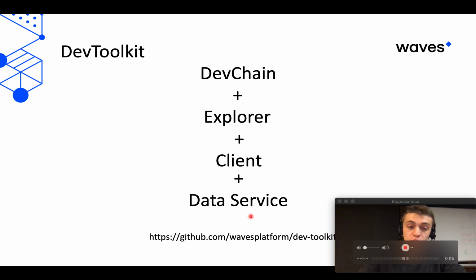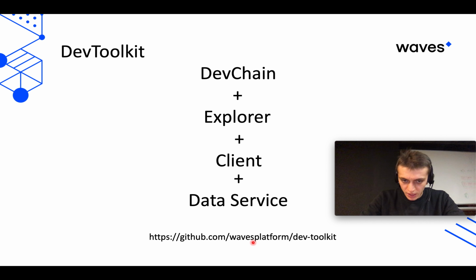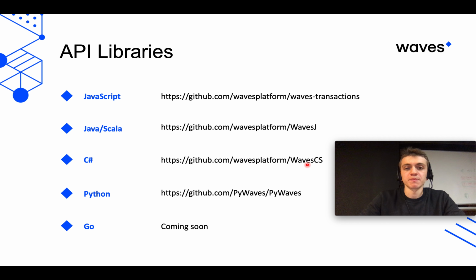You can do it using DevToolkit. It also allows you to run your own explorer, your own client, and your own data service. And it's very simple to run your own blockchain, and you control it. You just have everything. You can stop it at any time and run it at any time. So you can go to the GitHub page and find more details there. It's github.com, the Waves platform dev toolkit.